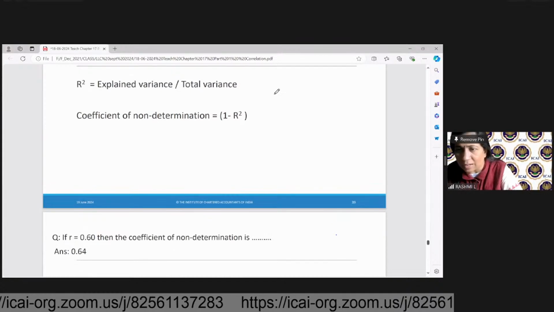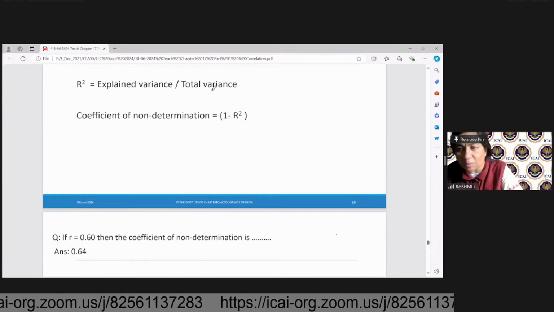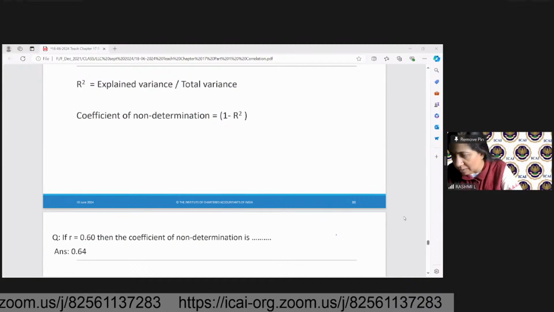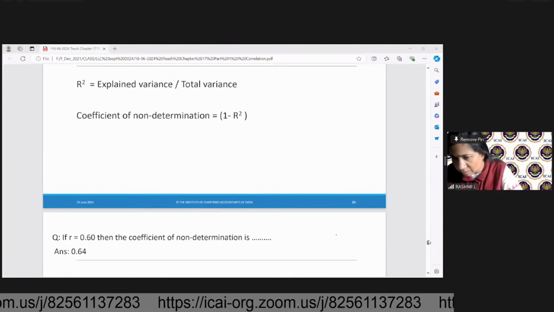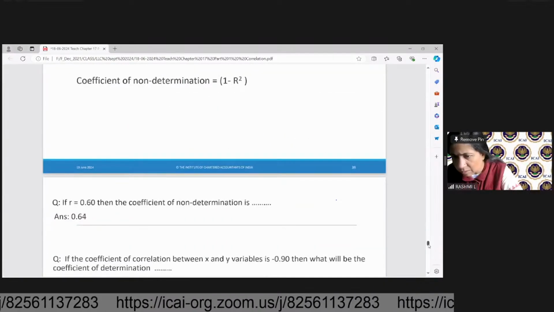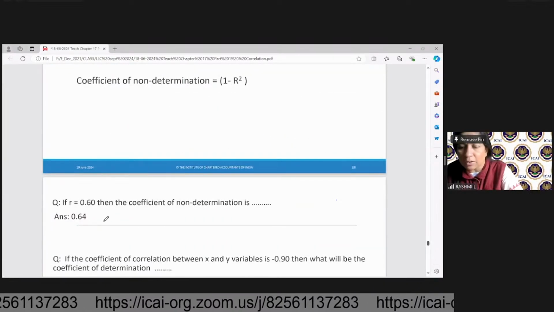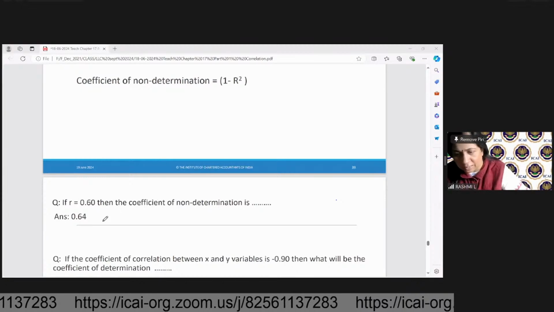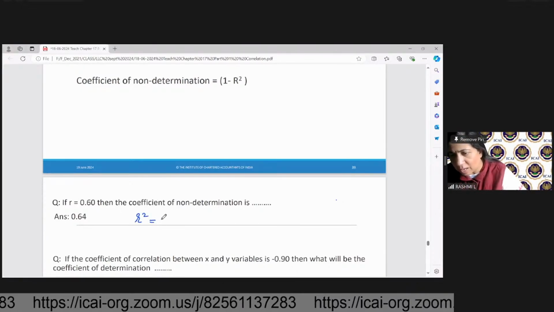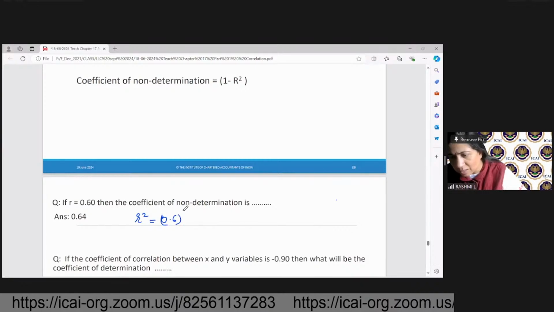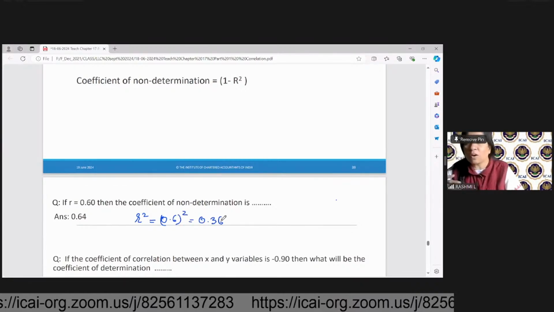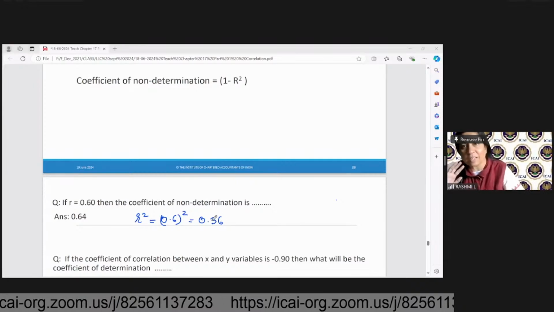Okay, so R square is explained variation upon total variance, and coefficient of non-determination is 1 minus R square. Now, if R is equal to 0.6, then determination is how much R square? That is 0.6 whole square, that is 0.36. That is, of all the changes, 36% can be explained.